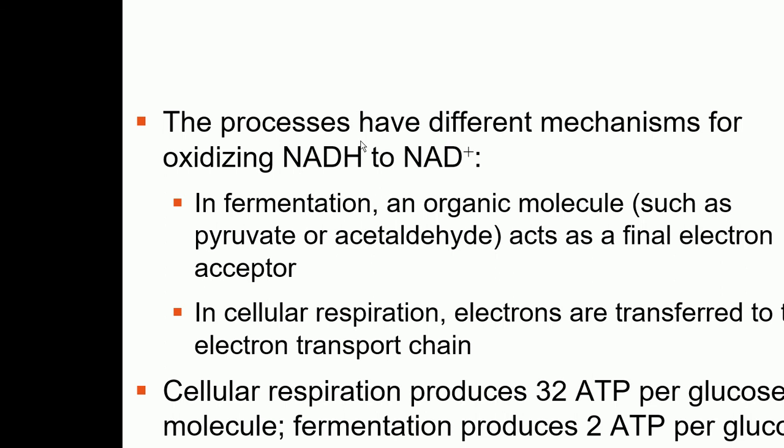In fermentation, either pyruvate or acetaldehyde acts as the final electron acceptor. It takes these electrons and regenerates NAD plus. But in cellular respiration, it is the oxygen. It is the oxygen which takes these electrons, and oxygen acts as the final electron acceptor. In cellular respiration, the yield of ATP is 32 molecules. In fermentation, only 2 molecules of ATP.